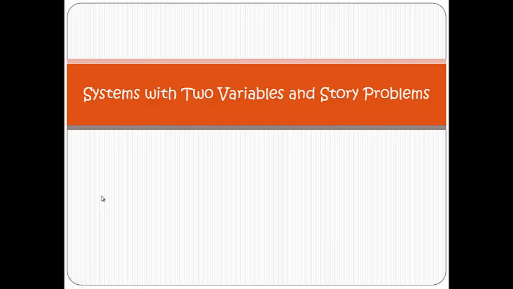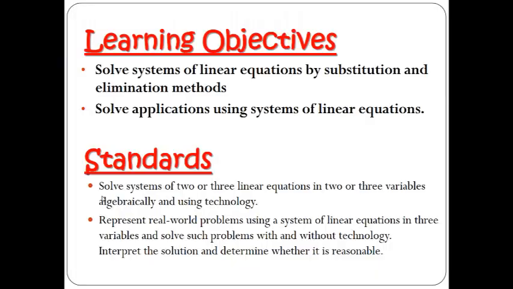This is systems with two variables and story problems. We're going to basically be doing an Algebra 1 lesson to re-emphasize and reintroduce some of these Algebra 1 concepts, because they are vital for the later parts of this Algebra 2 lesson, in this entire unit, of matrices. So learning objectives: we're going to solve systems of linear equations by substitution and elimination.